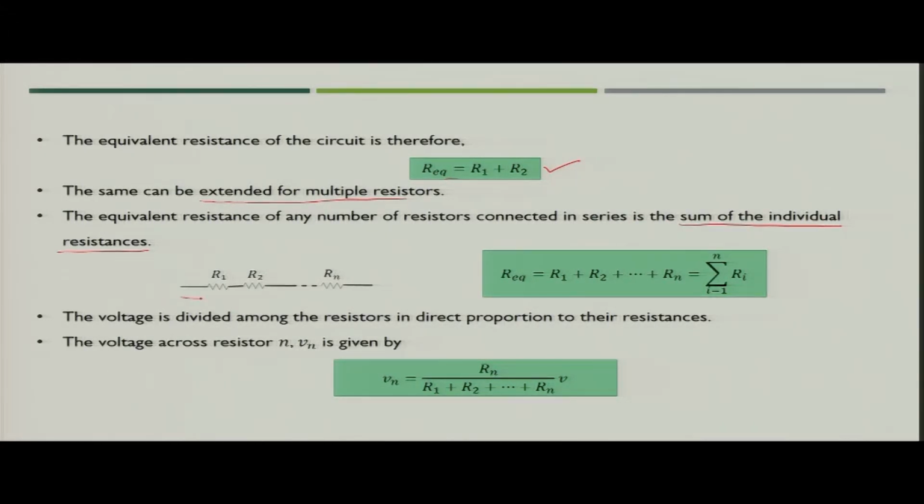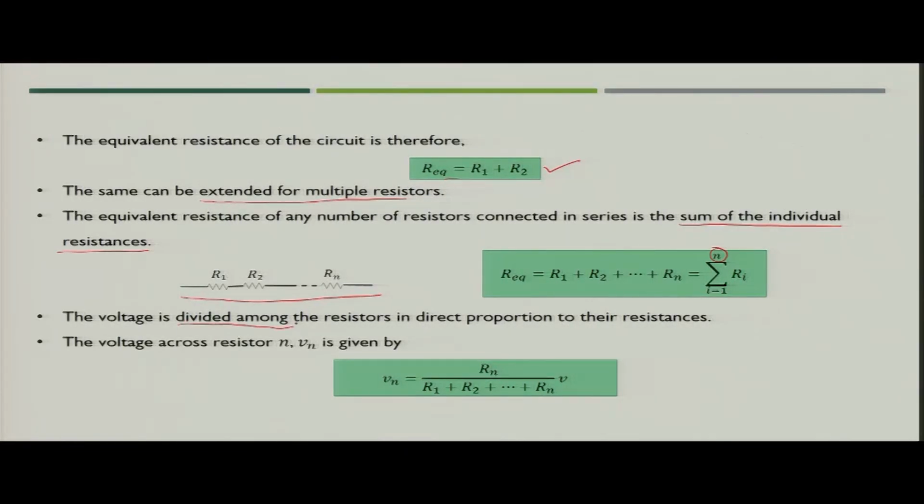Suppose you have n resistances connected in series, like R1, R2 up to Rn. What would be the equivalent resistance? The equivalent resistance would be the summation of all the resistances connected in series. In short form you can write the summation of i equals 1 to n of Ri, where i varies from 1 to n, which tells how many resistors are connected in series.